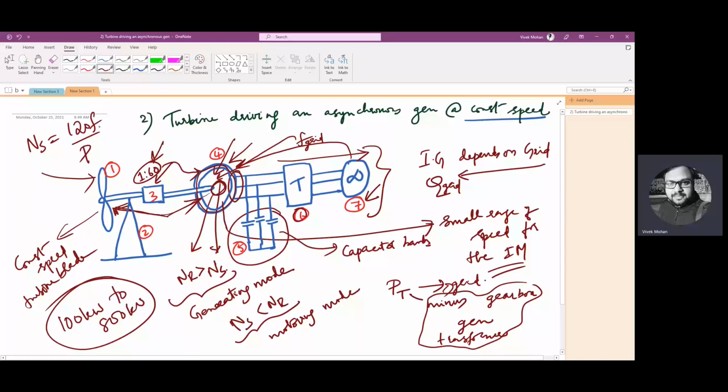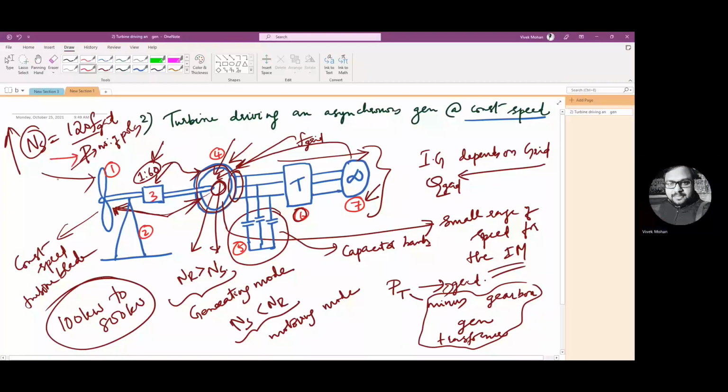F is the frequency, here the grid frequency, and P is the number of poles. So if you want higher speed, you need to take a lower number of poles, right? So when the wind speed is high, you can use 4-pole mode. When the wind speed is low, you can use 6-pole mode, if you have two stator windings in the machine. So such a topology is also there. So that is the second one.